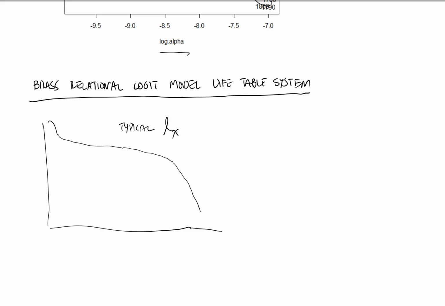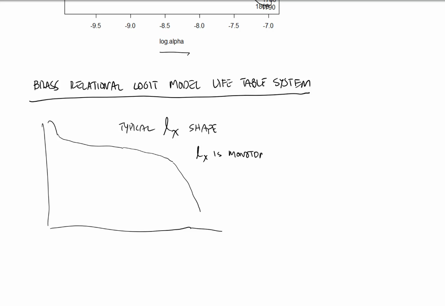lx shape. And one of the things that we've mentioned before about the lx curve, which is not true about many of the other columns of the life table, is that it is monotonic. lx is monotonic.